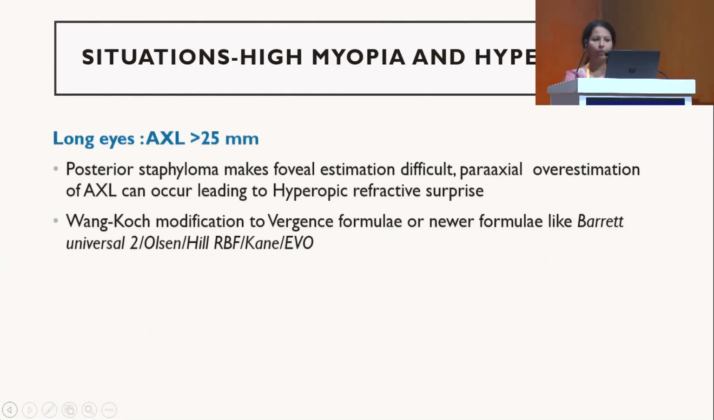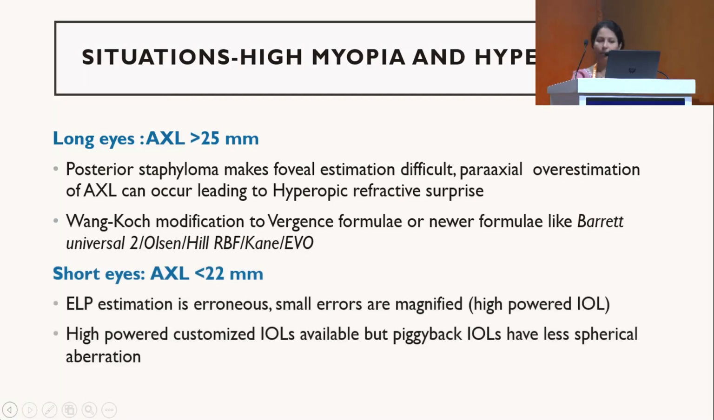And for extremes of eyes, if it is a long eye, there is always an error because of posterior staphyloma, and there is a paraxial overestimation leading to a hyperopic refractive surprise. So for the older formulae, we use the Wang-Koch modification, but now Barrett Universal 2 is giving the best results for long eyes. And in short eyes, the estimation of effective lens position is the one which is erroneous, and small errors are also magnified because of the higher powered IOL. We can use higher powered IOLs, like we saw even up to 40 diopters is available, but piggyback IOLs are also good options in short eyes because the spherical aberration seems to be less.